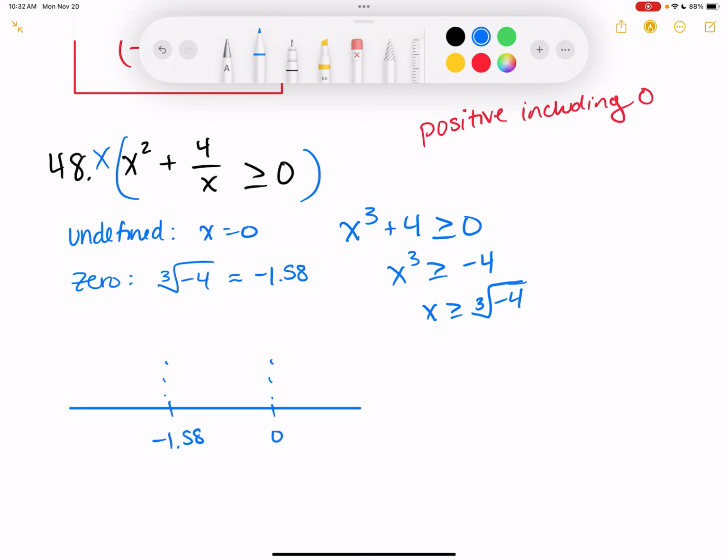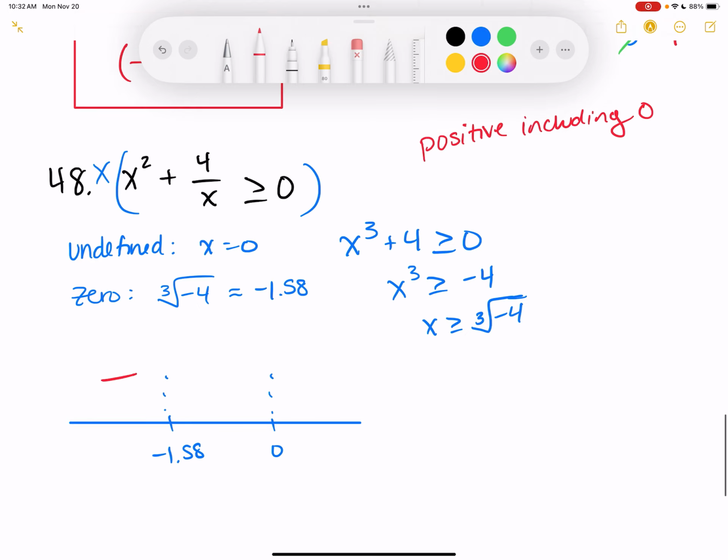So what number should I use over here? -2. So -2 squared is 4, so positive. Plus 4 divided by -2 is negative. So 4 minus 2 is positive. So this one you kind of just have to actually work it out, which is why I say use the factored form on the other problems that we did so that you don't have to worry about this, but we don't have an option with this one.